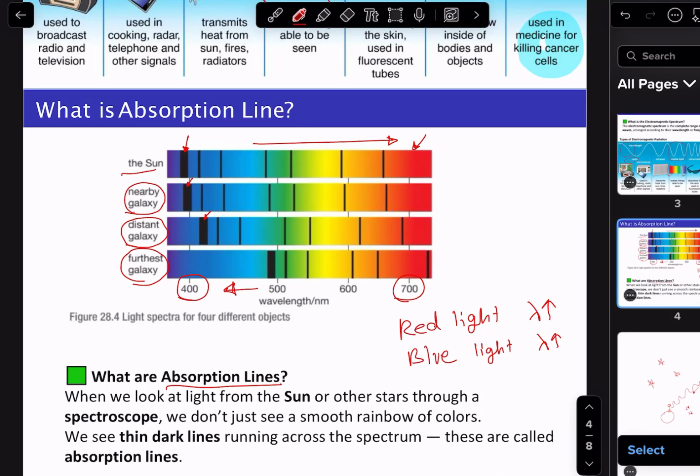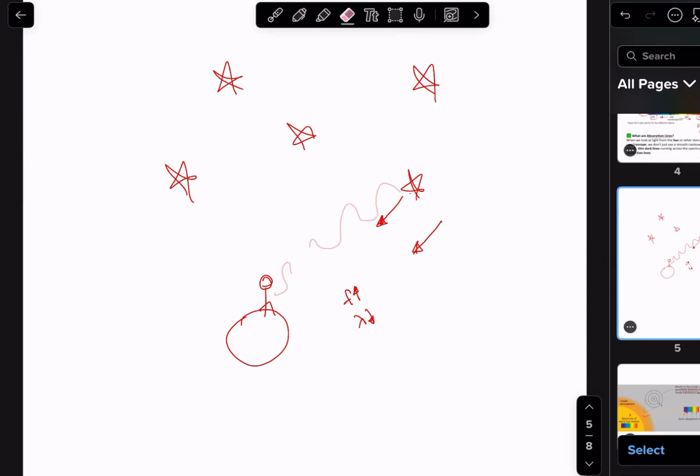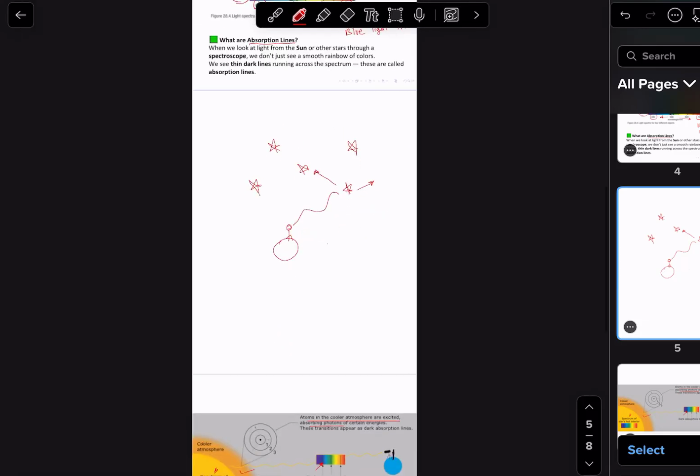That means the wavelength is increasing. That means the frequency is decreasing. That means they are stretching. The stars are going away from the earth and they are going away from each other. So that is what determines that the universe is actually expanding.